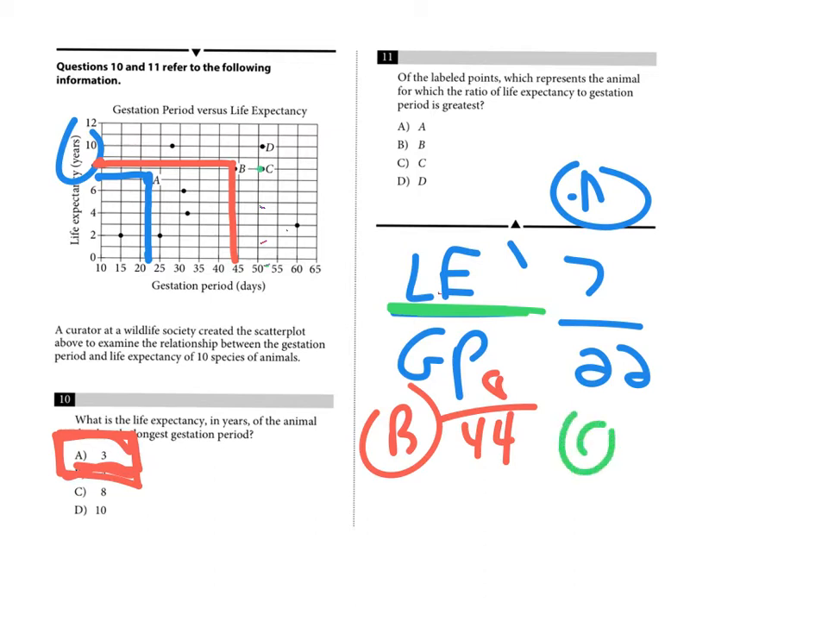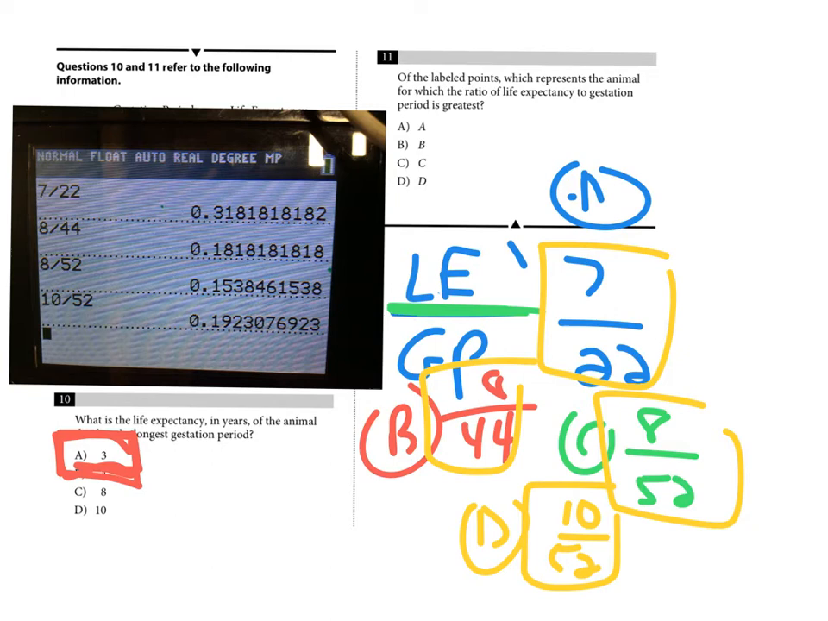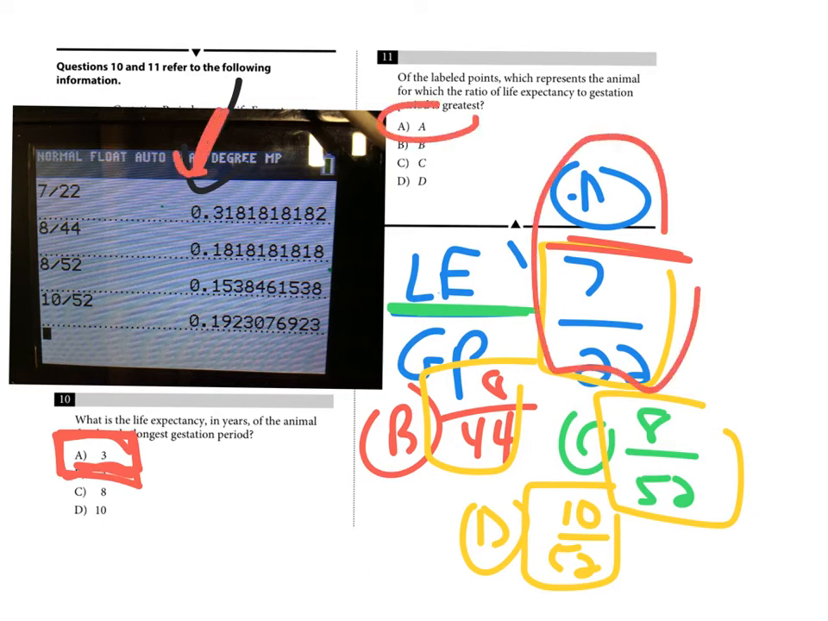For letter C, it looks like I have 51 or 52 on the bottom to a life expectancy of, again, 8. And then letter D, looks like here I'm going to have about 51 or 52 for the gestation period over 10. So I'm looking for the fraction that has the greatest ratio. So I basically want to figure out, of these 4 fractions, which is the greatest in value. So what I did was I entered in these fractions all on my calculator, and which fraction has the greatest value? It looks like letter A, 7 over 12. That has a value of about 0.318. All the others are below 0.2.